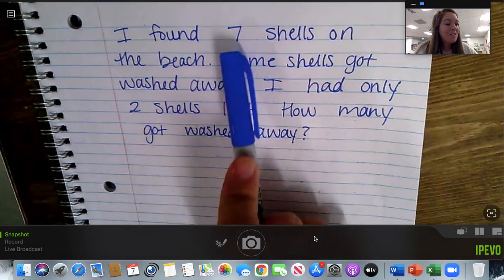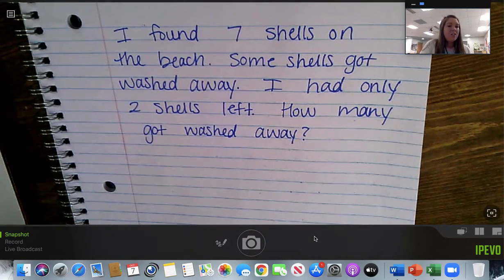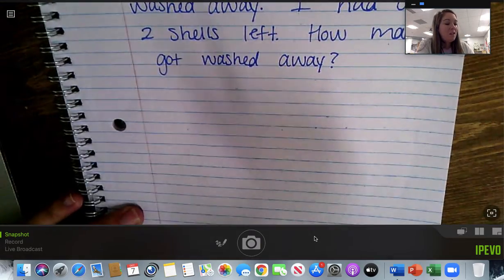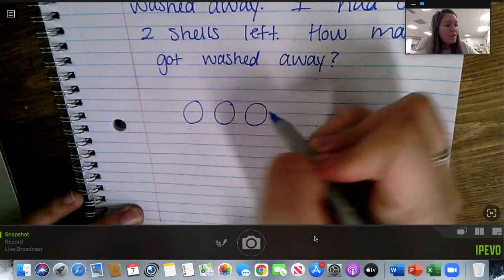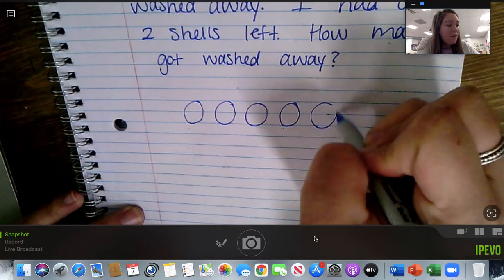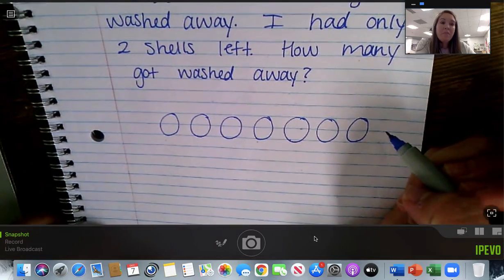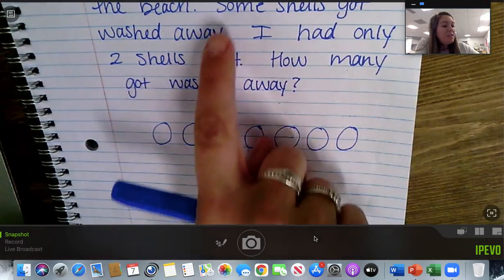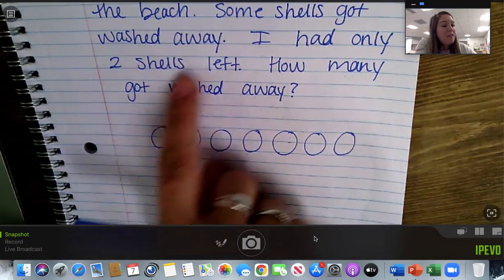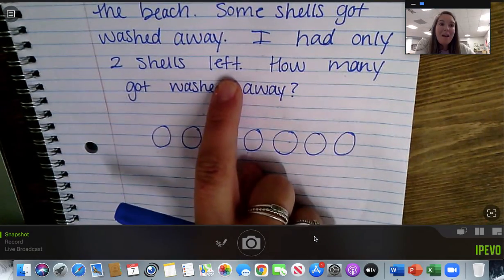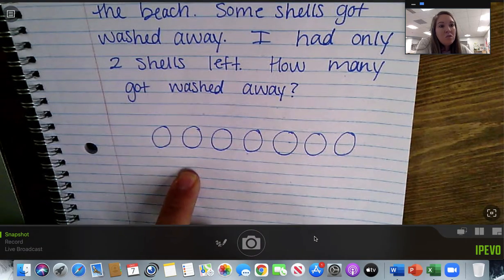All right, let's go back to the beginning. First, I found 7 shells, right? Let's use our picture strategy first, and let's draw 7 shells. 1, 2, 3, 4, 5, 6, 7. We're just drawing a simple picture, right? It says some shells got washed away. I don't know how many got washed away. But after that, I had only 2 shells left. What could we do on this picture to show I only had 2 shells left?